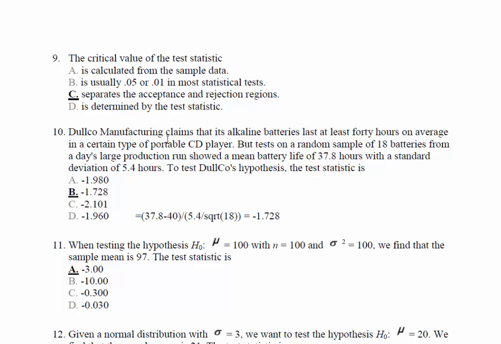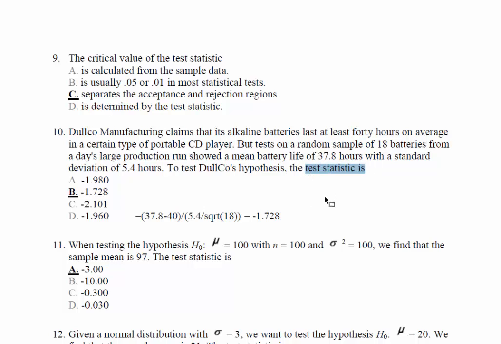Dalco Manufacturing claims that these alkaline batteries last at least 40 hours on average, in a certain type of portable CD player. But tests on a random sample of 18 batteries from a day's large production run show the mean battery life of 37.8 hours, with a standard deviation of 5.4 hours. To test Dalco's hypothesis, the test statistic is what?